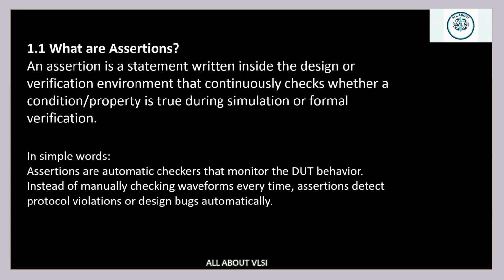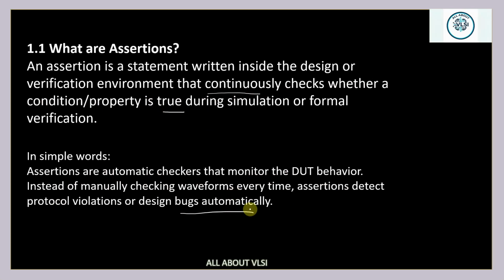So basically, an assertion is a statement written inside the design or verification environment. It can be written inside your design or outside your design also. It continuously checks whether a particular condition or property is true, or whether that condition is being satisfied, during simulation or formal verification. So assertions are automatic checkers that monitor the DUT behavior instead of manually checking through waveforms every time. Assertions detect protocol violations or design bugs automatically.